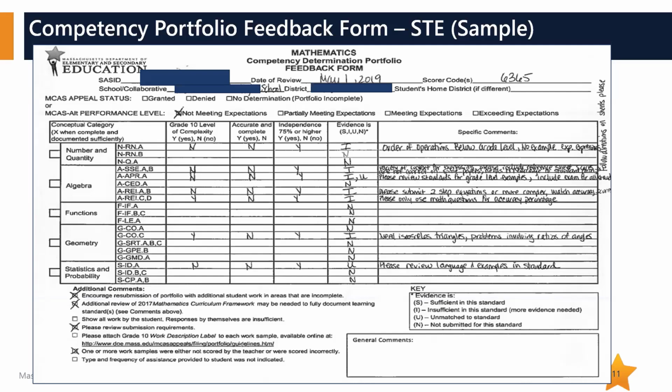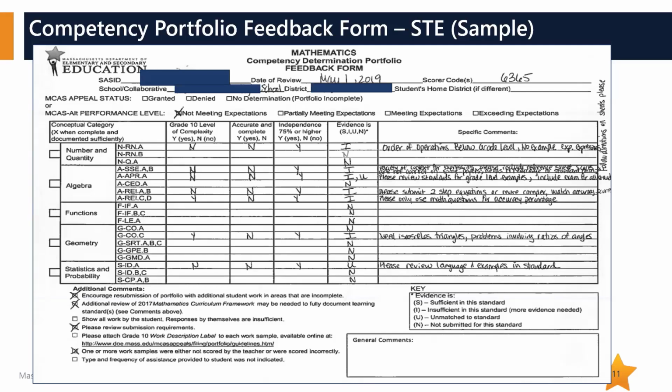So if we look at this feedback form, let's look at the first line in the middle of the page under conceptual category. On the left-hand side, you'll see a box that says number and quantity. The student has to demonstrate their knowledge of number and quantity standards. They have to address all aspects of N, R, and A. The reviewer is determining whether this is a grade level 10 complexity. The reviewer said no, the work is not a grade level 10 complexity. Was the work accurate and complete? The reviewer indicated it was not accurate and complete, so more needed to be submitted.